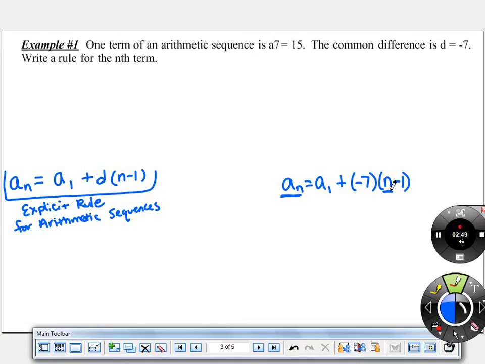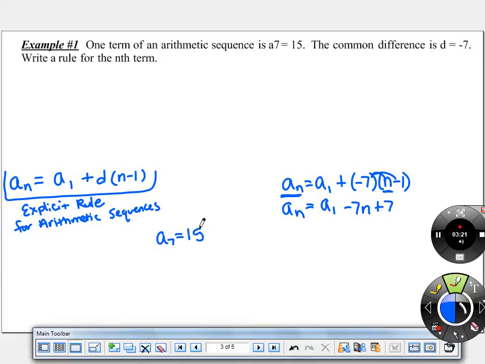Okay? So for right here, we simplified this, right? You guys have some of these notes from last time. So this is what it simplified to be. As far as we could get at this point, that's the best we could do. But we do have another piece of information about this sequence. What's the other piece of information we know besides the fact it has a common difference of -7? Yeah. Good. The 7th term is 15. So think about what that means.